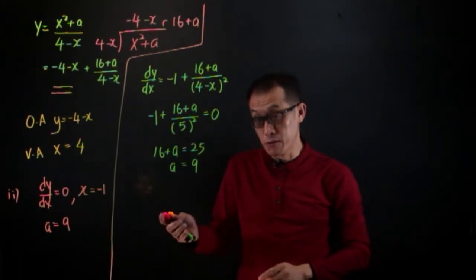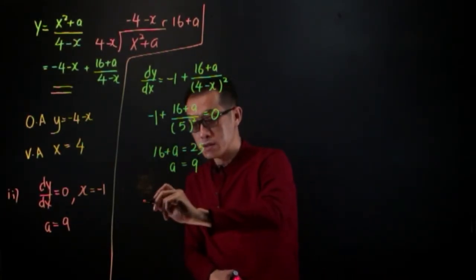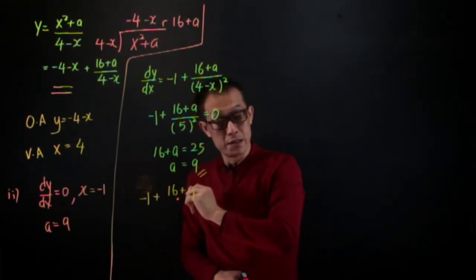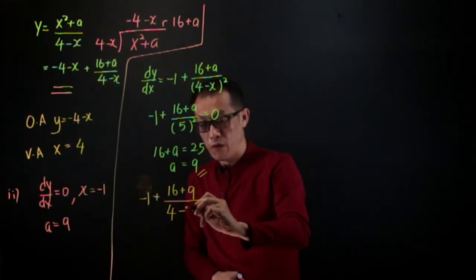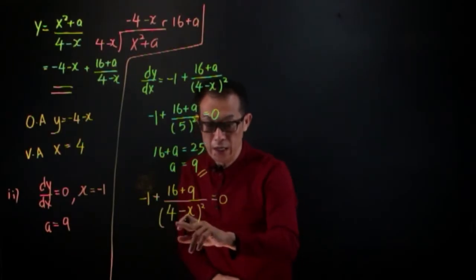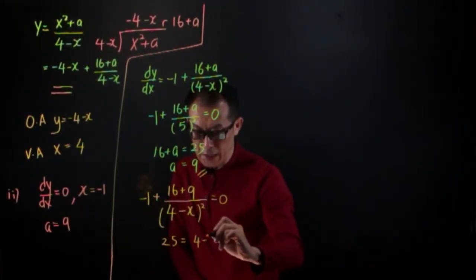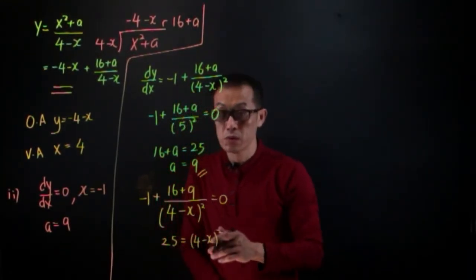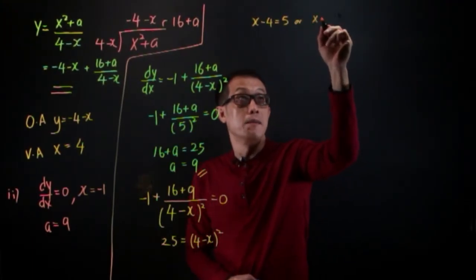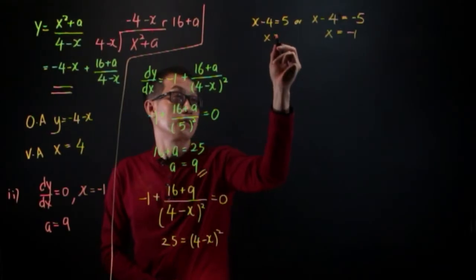Now you are also asked to state the rest of its turning points. Now for turning points, dy by dx equals 0. So you equate this: minus 1 plus (16 plus 9) over (4 minus x) squared is 0, because we already found that a equals 9. You bring this over and do a cross multiply. So you got 25 equals (4 minus x) squared. Now you square root both sides, you will have x minus 4 equals 5, or x minus 4 equals minus 5. Then you will have x equals 9 here, and x equals minus 1 here.